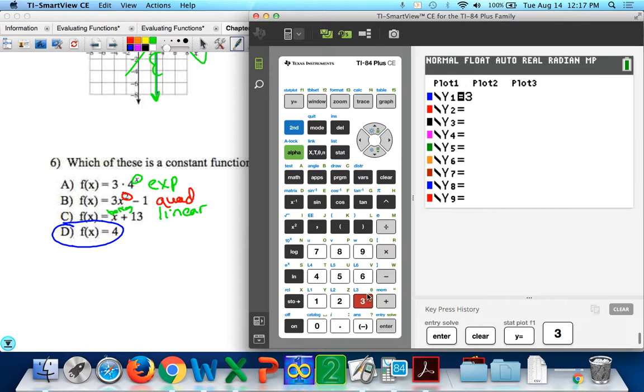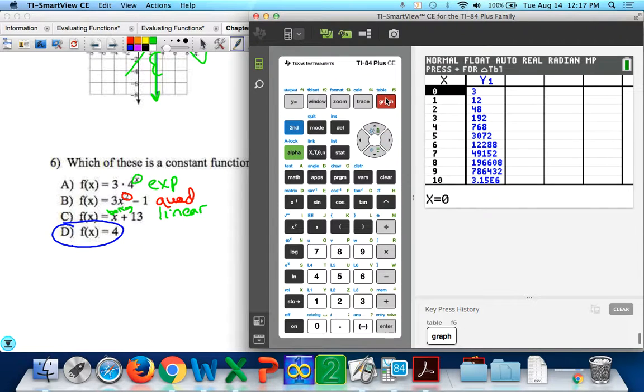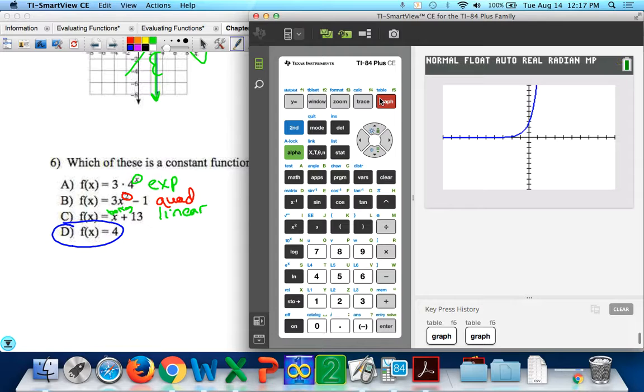Our first one is 3 times 4. To get to the exponent, we press the caret button. And then we actually want the variable x to pop up this time. You don't want to do that on the home screen, but when you're graphing, it's okay. Next, we want to hit graph. Second graph does table. We want to just hit graph. And we can see that exponential function that I already said that it was.